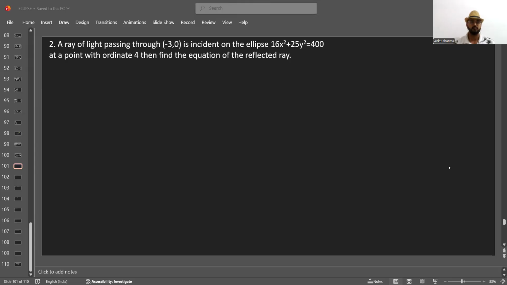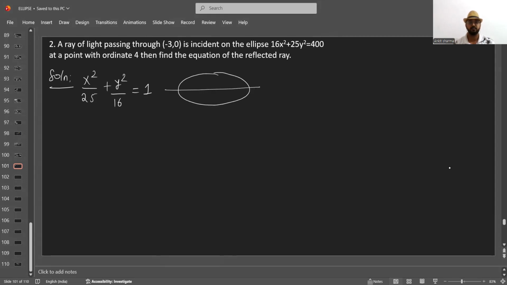Okay, in this case, a ray of light passing through minus 3 comma 0 is incident on the ellipse. The ellipse is x square over 25 plus y square over 16 is equal to 1. Let's take this way: suppose this is the ellipse here. Now these are the two foci, and one of them is said to be minus 3 comma 0.